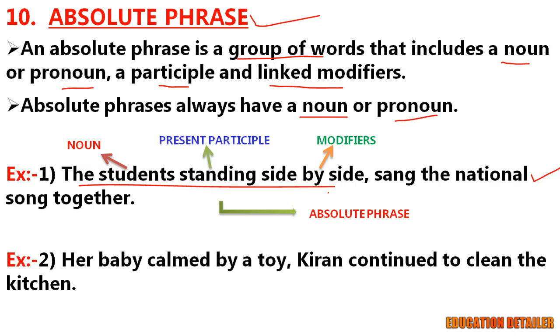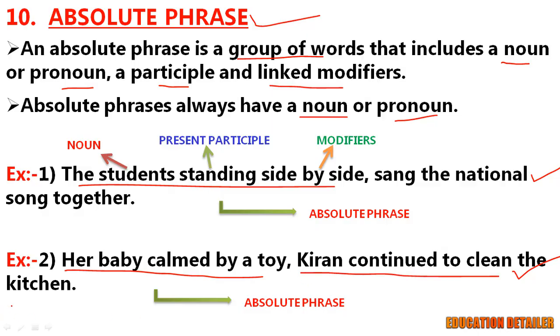Let's look at one more example. Her baby calmed by a toy, Kiran continued to clean the kitchen. And now you can easily identify that her baby calmed by a toy is an absolute phrase and it modifies or gives more information about the whole sentence, not only about a particular noun or pronoun.